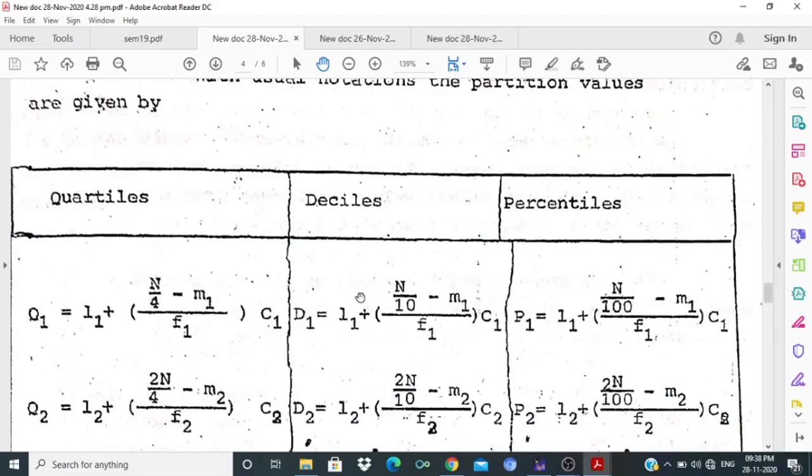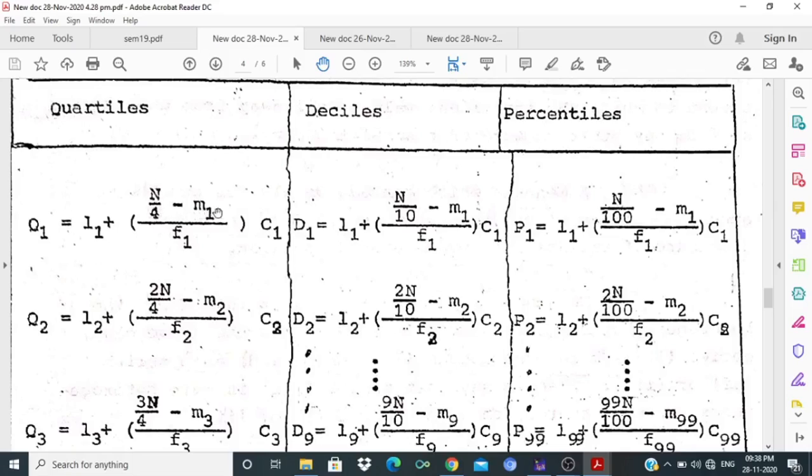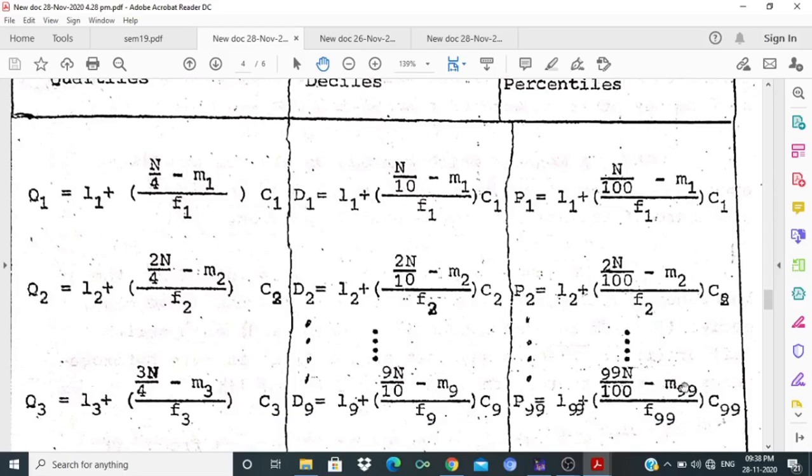Here, with the usual notation, this is the formula for the first quartile: L1 plus (n by 4 minus m1) by f1, into c1. Here L1 is the lower limit of the first quartile class, n is the total frequency, m1 is the cumulative frequency just before the first quartile class, f1 is the frequency of the first quartile class, and c1 is the class interval of the first quartile class. Similarly, we can define all these L's, L9, L1, L2, L99, and these M1, M2, and C's.